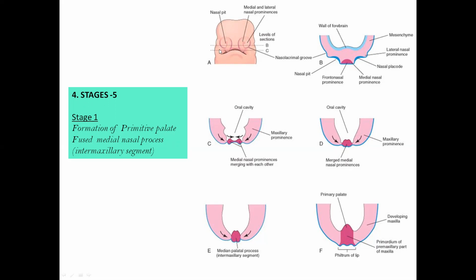With the growth of the maxillary process, the medial nasal prominence of both the sides approximate and fuse with each other in the midline. The fusion of the medial nasal process not only takes place on the external aspect but also on the inner aspect. This fused medial nasal process forms the intermaxillary segment. And the intermaxillary segment is the one which is going to give rise to the primitive or primary palate.